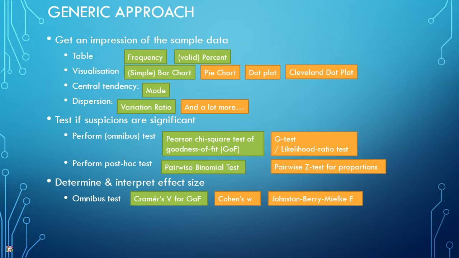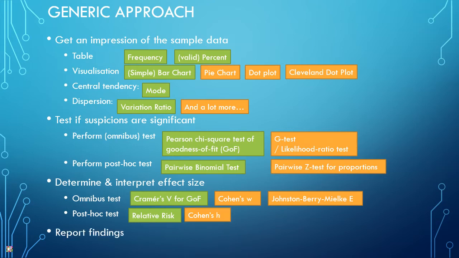that's a downside sometimes of something new. That many people are not familiar with it, and perhaps you want to show them something that they are familiar with. Anyways, for the post hoc test, you can have a look at how to analyze a binary variable, and there we saw relative risk and Cohen's h. Of course, then we need to report all the findings.